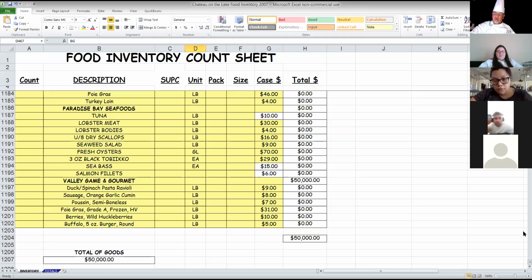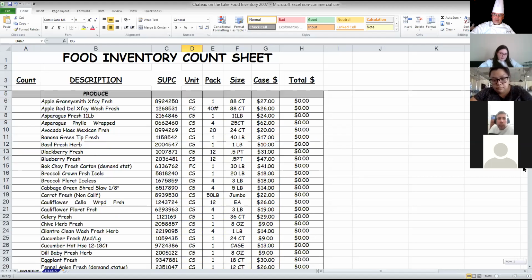I'm going to scroll all the way to the top and show you guys where to find certain things on this inventory list. At the very top is all the produce. If you have apples on your menu, Granny Smith apples, back then they were $27 a case.